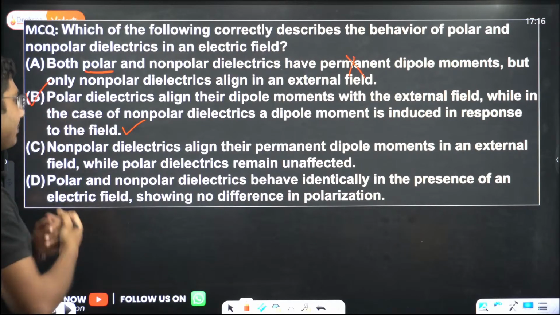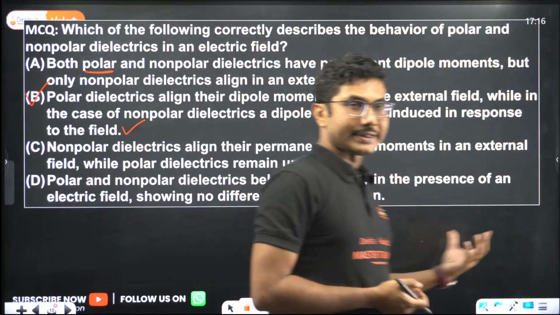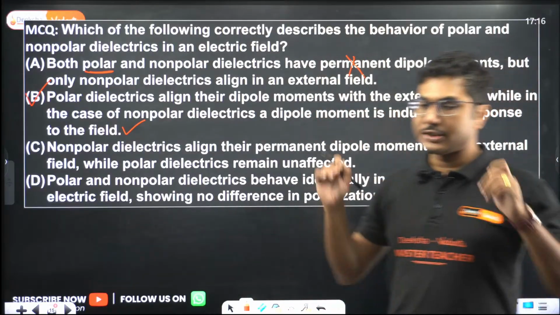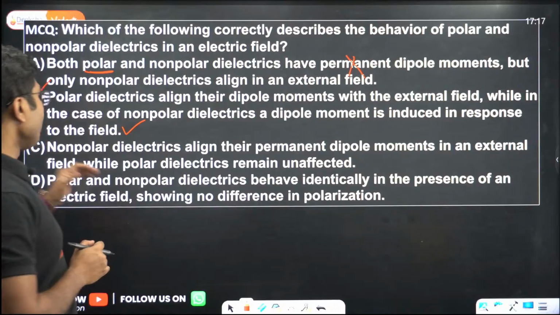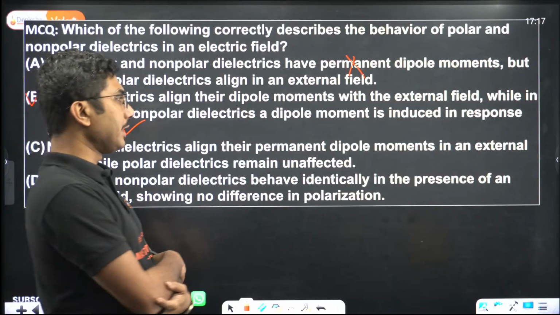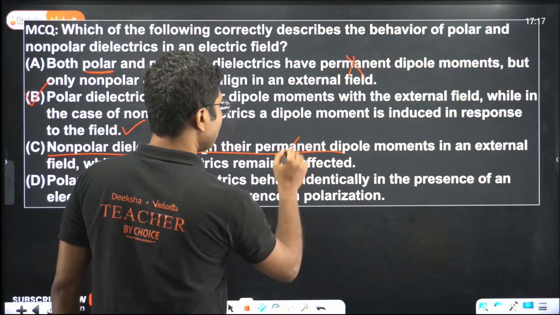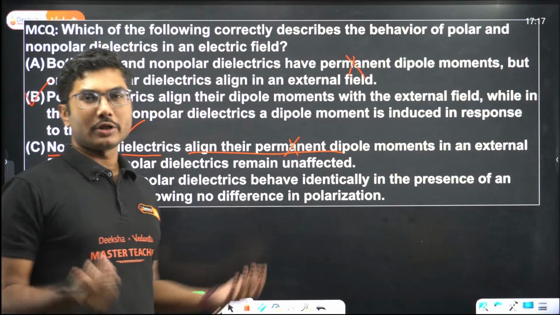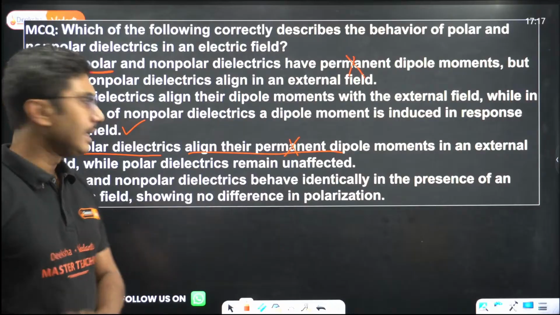Let's check the other statements as well. Whenever you are solving an MCQ, maybe it's KCET level or board level, always remember to check all the options, do not ignore any of them. Okay, non-polar dielectrics align their permanent dipole moment. They cannot align it, because non-polar dielectrics do not have any permanent dipole moment. So this statement is incorrect.